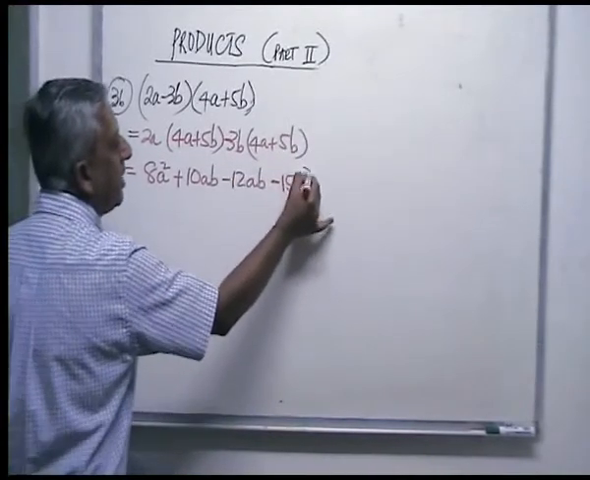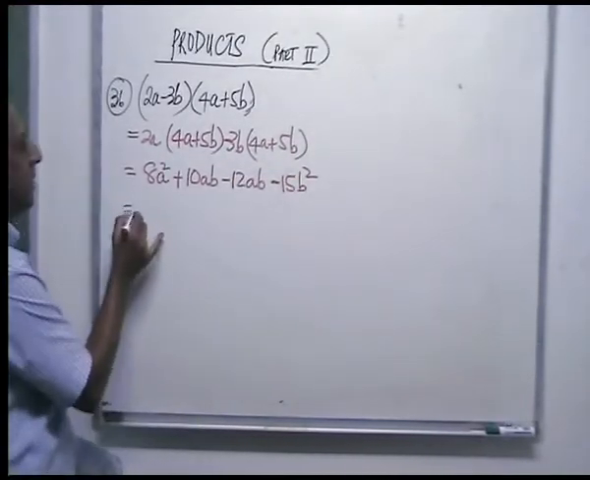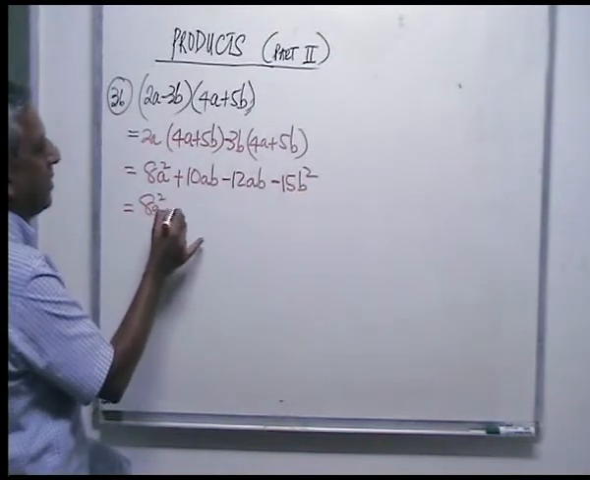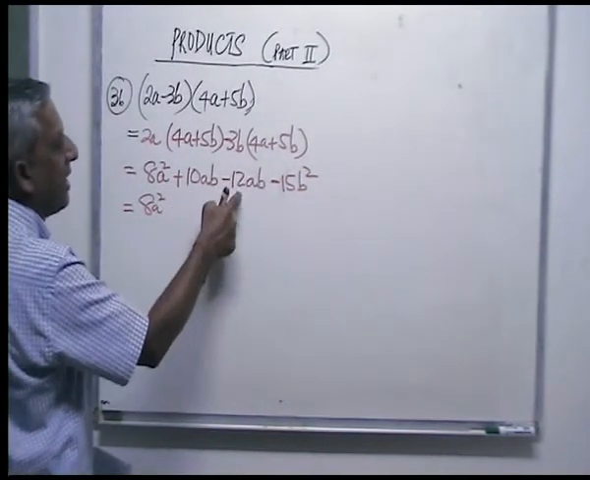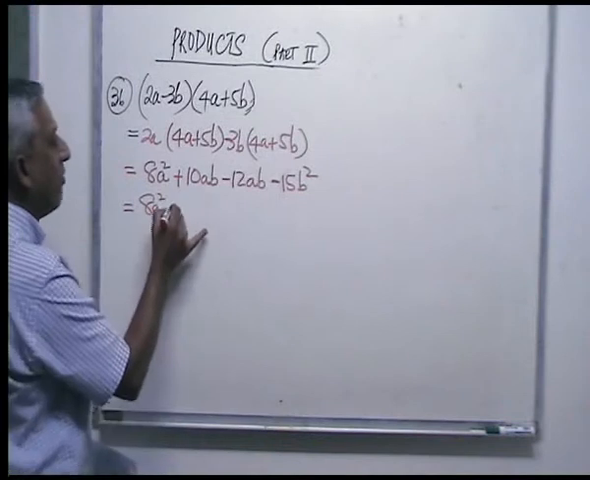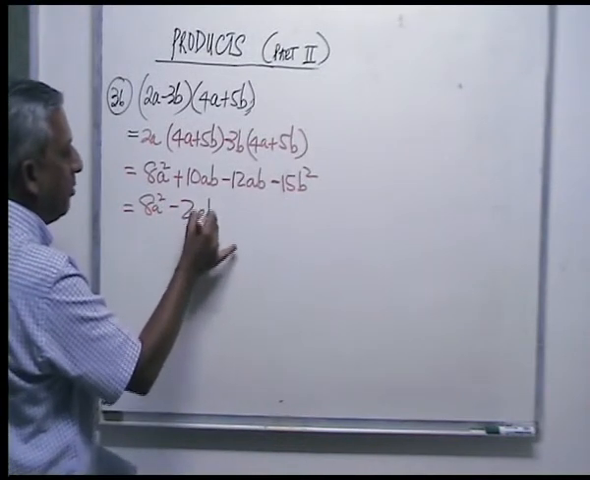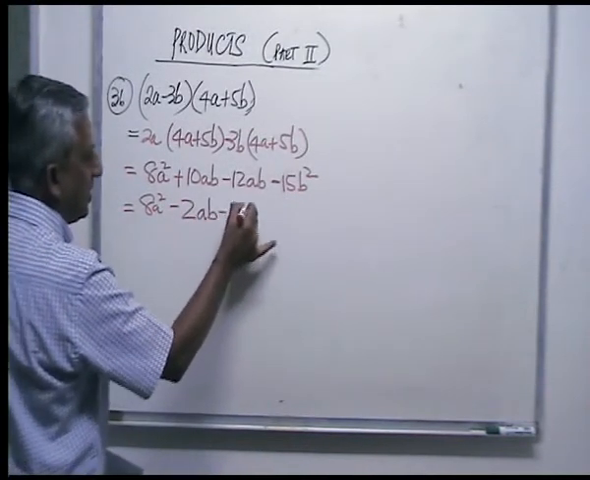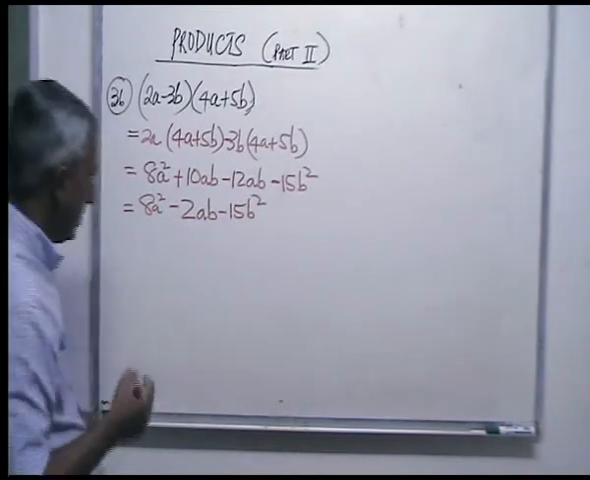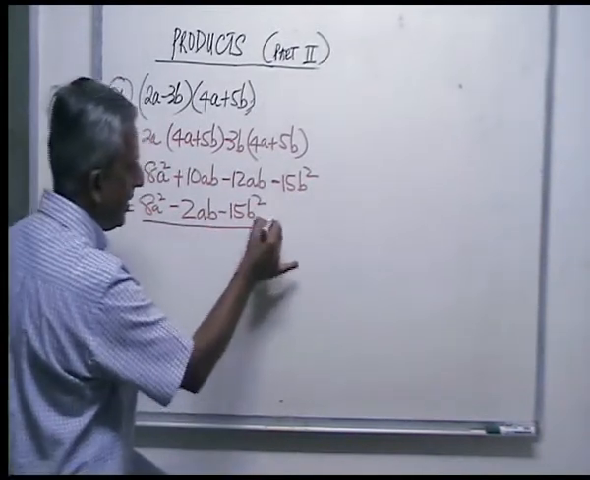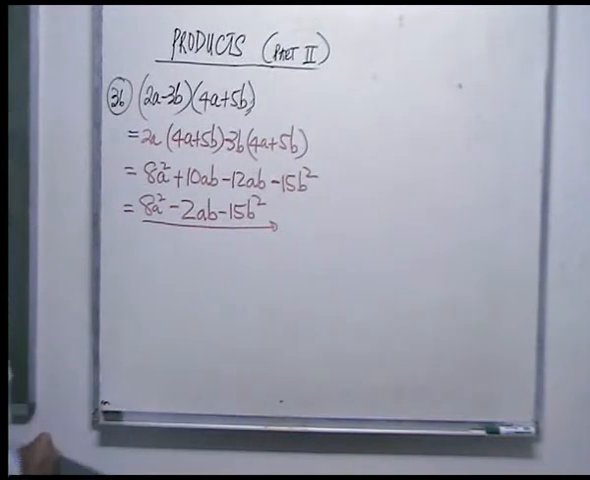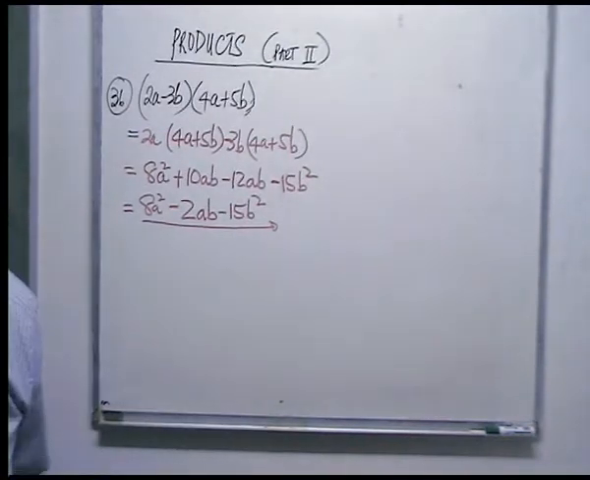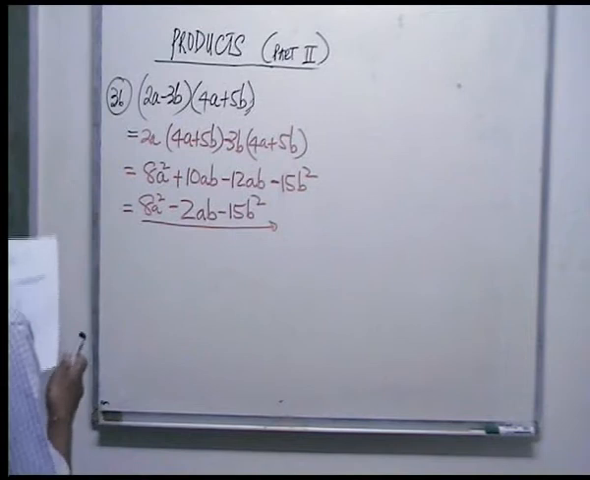B times b gives you b squared. So that's 8a squared. Now 10 plus 10 and minus 12 will give you minus 2ab, minus 15b squared. So that's your answer for number 36. We'll move on to number 37.